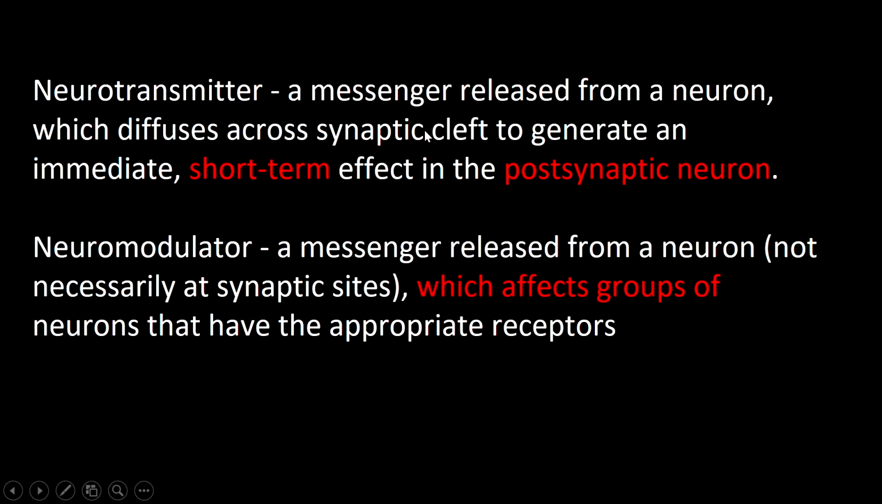And you remember what the synaptic cleft is, right? That's where 2 neurons meet. It's a very small, narrow slit. And the effect is only on the post-synaptic neuron. And then what is a neuromodulator? A neuromodulator is a messenger, which is also a chemical that will be released from a neuron and not necessarily at the synaptic site, which means it can release anywhere. And these neuromodulators will affect a group of neurons as long as these neurons have appropriate receptors.